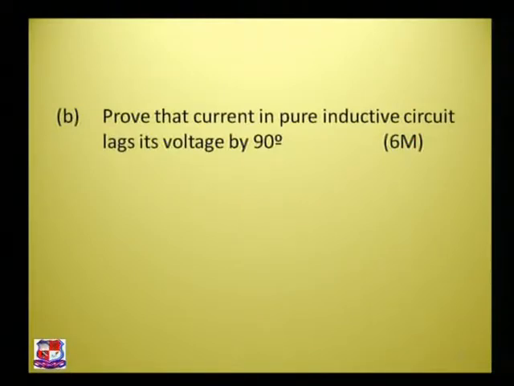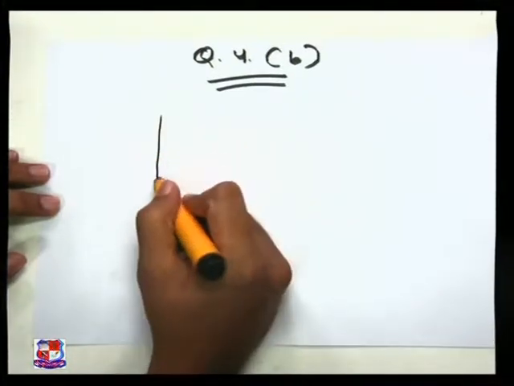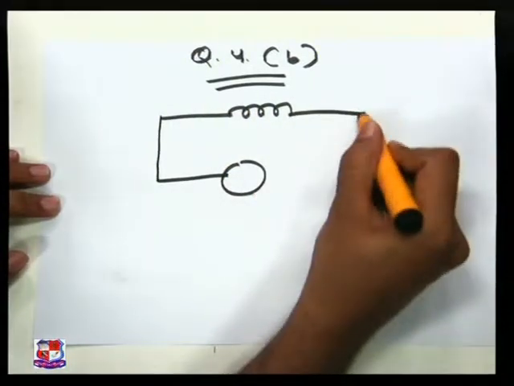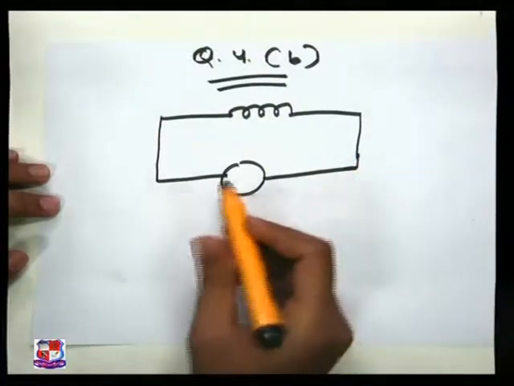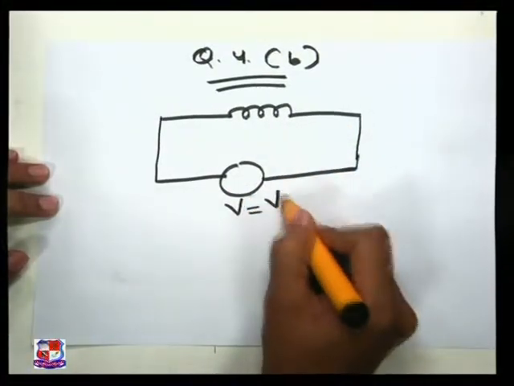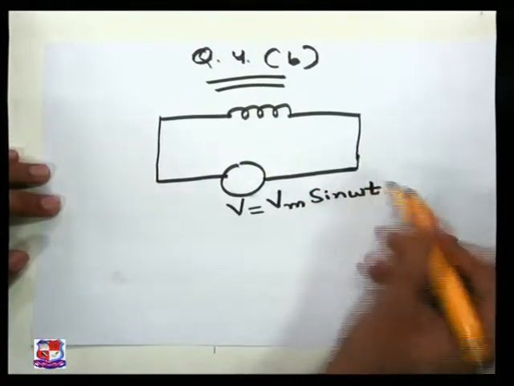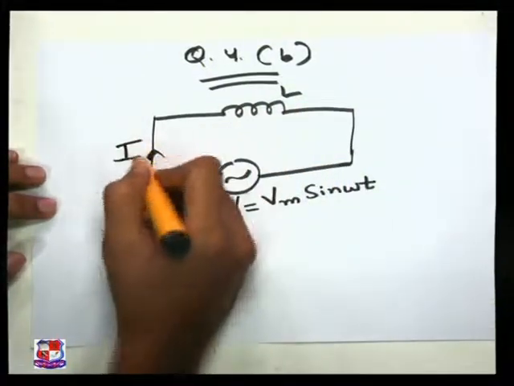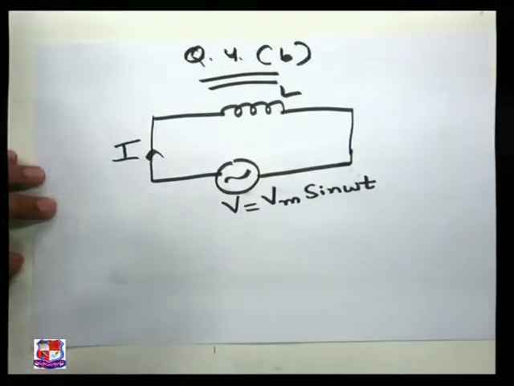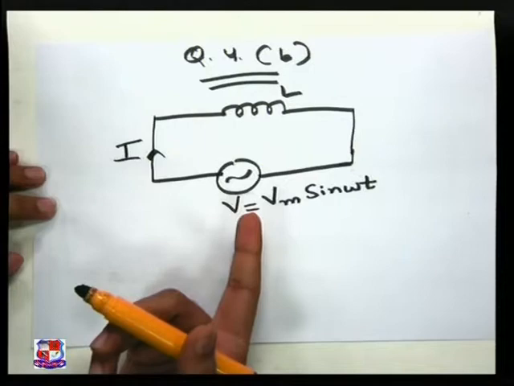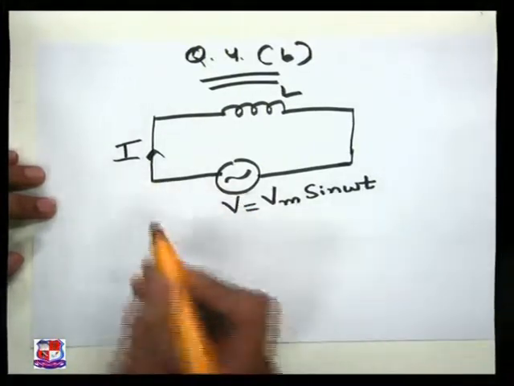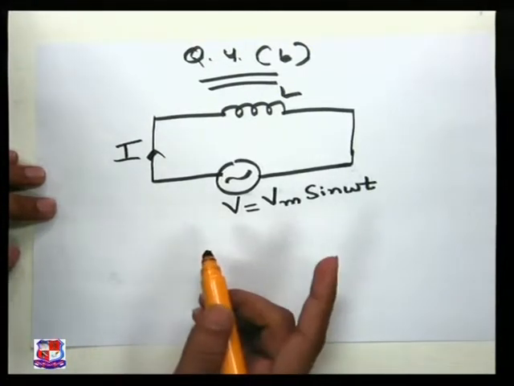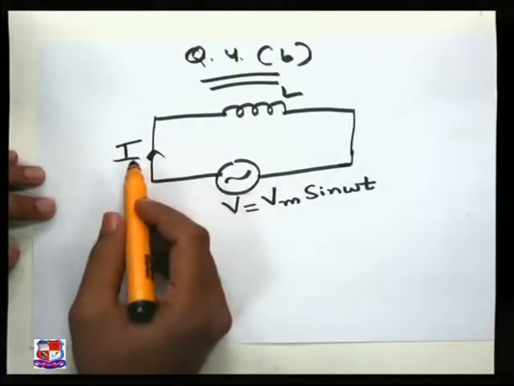So first of all, we will draw a circuit. Okay, so this is a circuit. Consider a circuit where we are applying a voltage and we have a pure inductance, and the value of self inductance is L Henry, right? Now if you see, we are applying a voltage V equal to Vm sin omega t, that is again alternating in nature. So alternating current is going to flow in this circuit, which I am denoting by i, right?